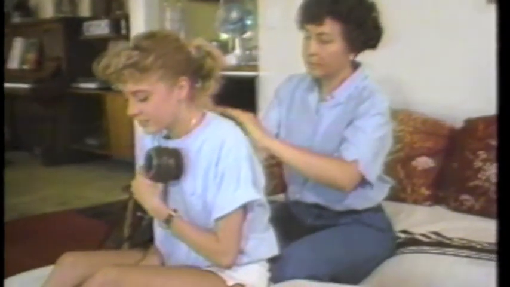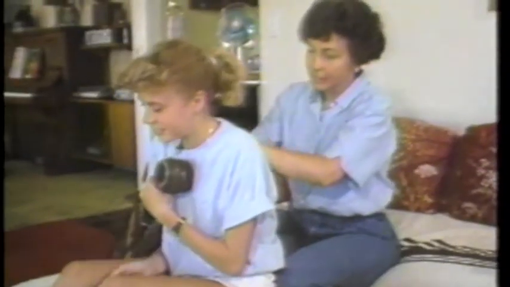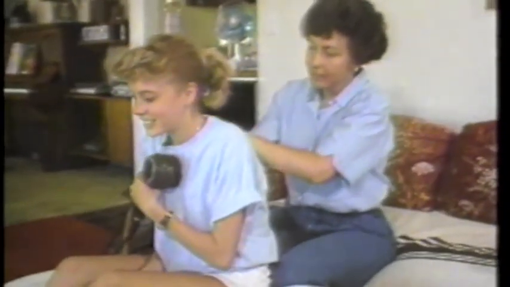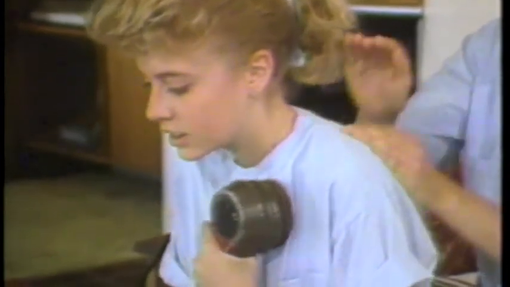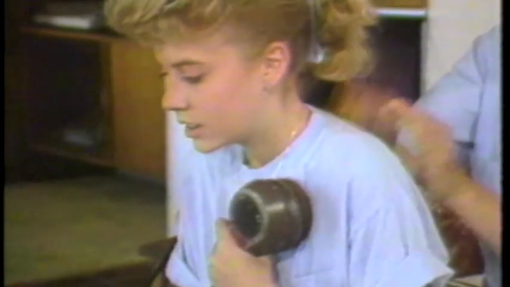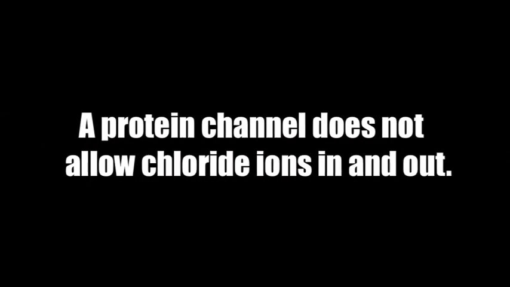1 in every 2,500 individuals are afflicted with cystic fibrosis. This disease, once again, is inherited. So what did their parents give them to cause this condition? As it turns out, cystic fibrosis is caused by a protein in the cell membrane that doesn't work.